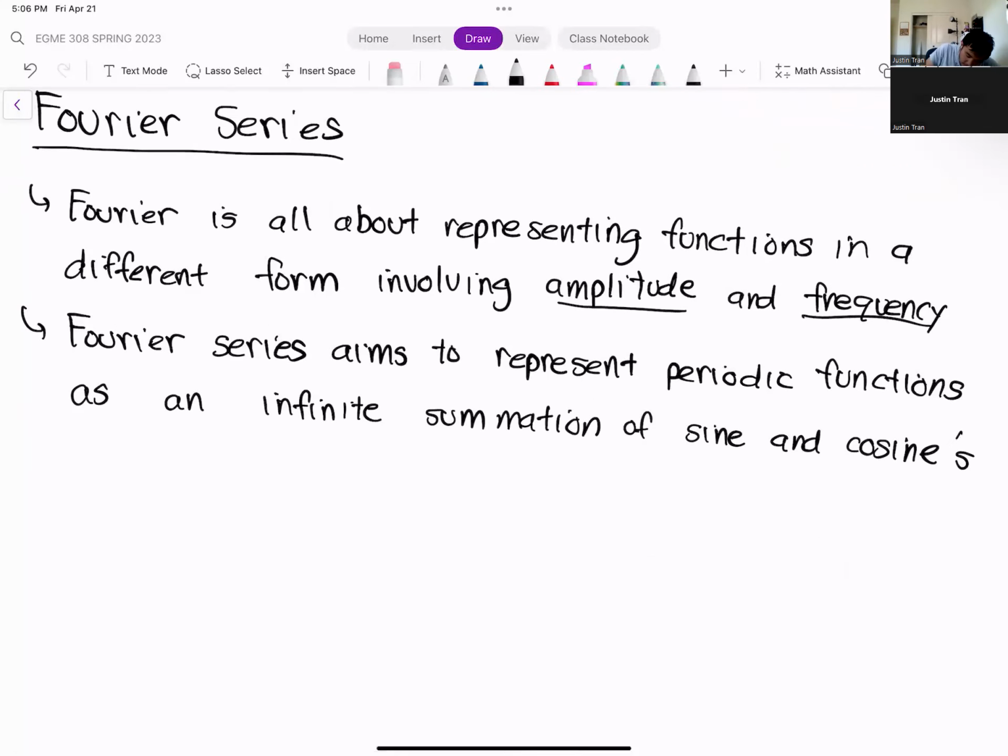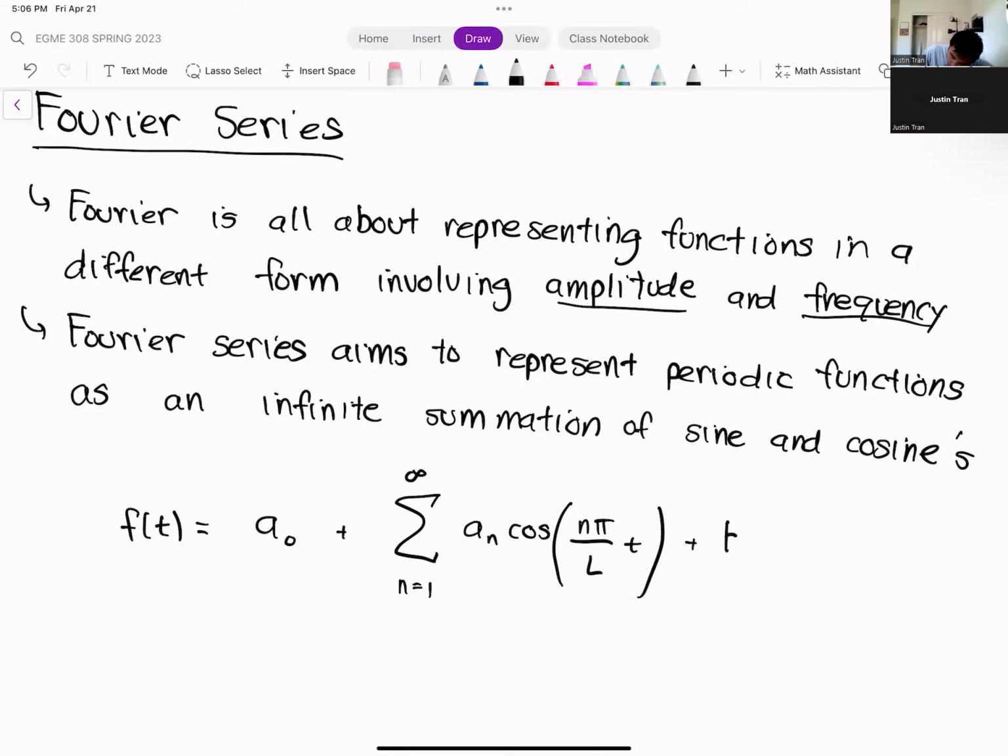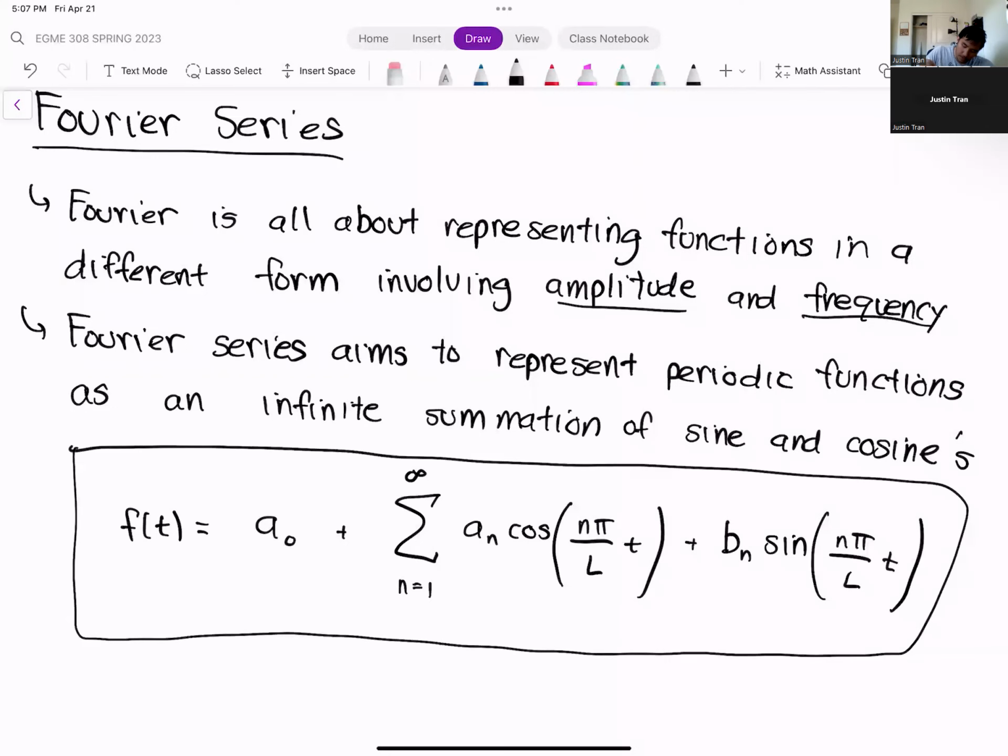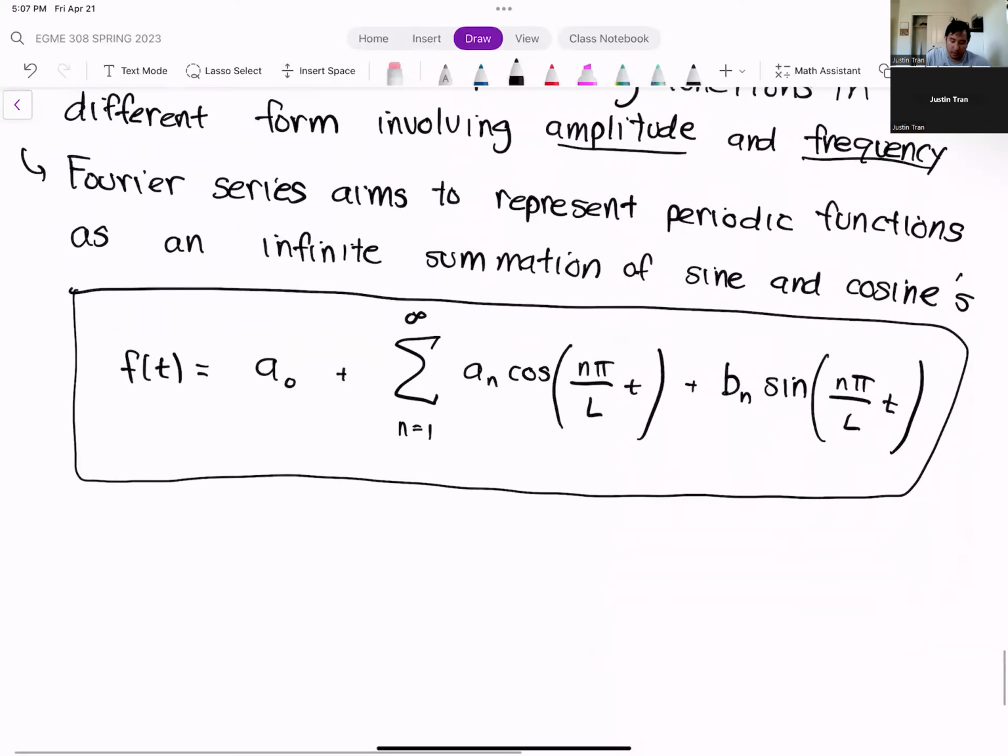If you have some function f of t, your periodic function, we can say this is equal to a naught plus the summation from n equals 1 to infinity of an cosine of n pi over L times t plus bn sine of n pi over L times t. Okay, so that's the representation for the function.